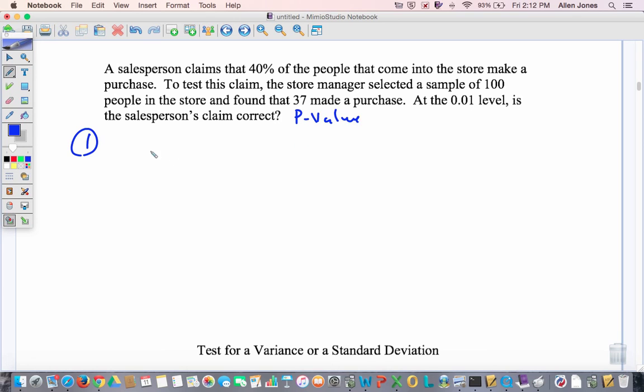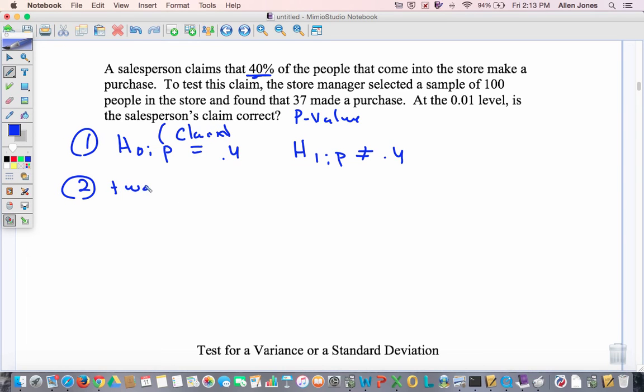I think just for illustrative purposes, we'll go ahead and use the p-value method on this one, just so we get back used to seeing that. So our proportion, 40% tells us we're working with proportions here. At 0.4, our alternative is also based on a proportion of 0.4. Claims that 40% of people that come in the store make a purchase, so we're equal to and not equal to, and he claims that 40% do make a purchase, so here's our claim. Step number 2, we have a two-tailed test.